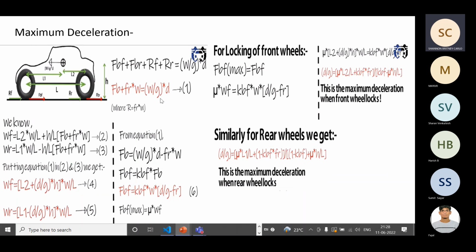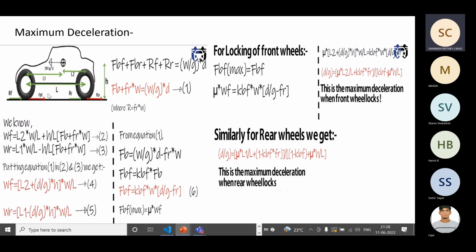So now we'll see the maximum deceleration that happens during braking. We'll consider a car moving on a straight road without any inclination. Since it's braking, I told you the inertia force will be acting in the front direction. This is L1, L2, L. This is rolling resistance because of front wheels. This is rear wheels. This is the braking force.